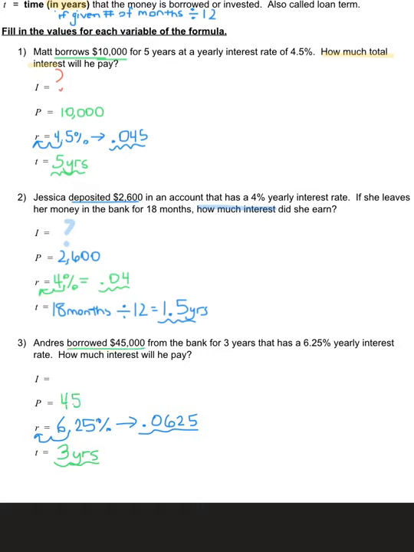And then I have borrowed 45,000. The money you borrow or invest is your principal. So that's going to be 45,000. And the question, how much interest will he pay? That's going to be the missing, and we leave that alone. So we are done filling in the values for the variables.